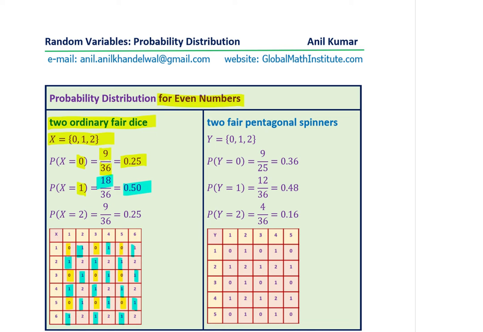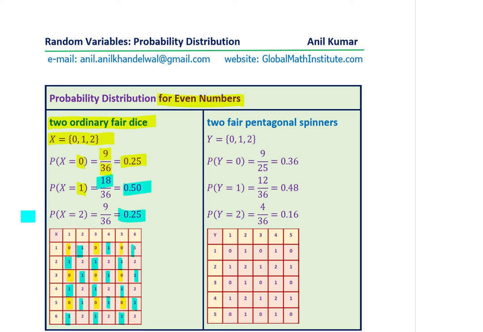The remaining, both even numbers, you get when 9 possibilities are there, right? Both give you even numbers. 9 out of 36 gives you 25%. So that is how we find the probability for each event.